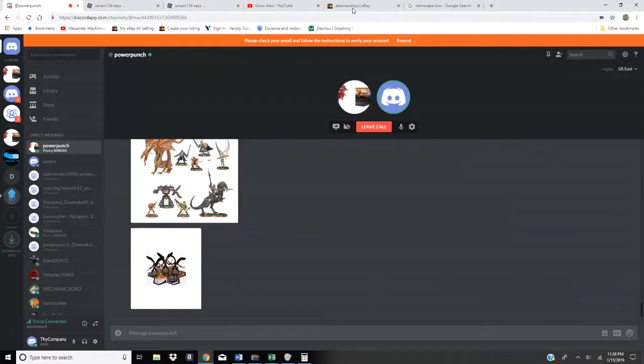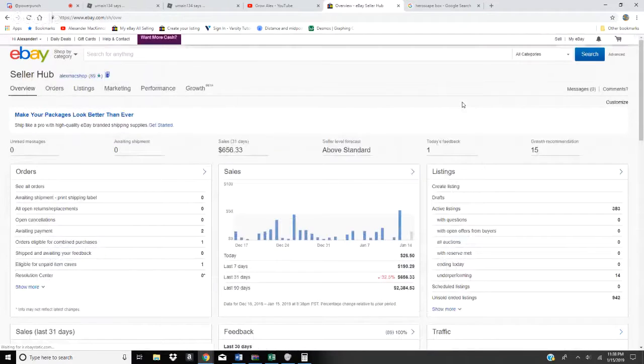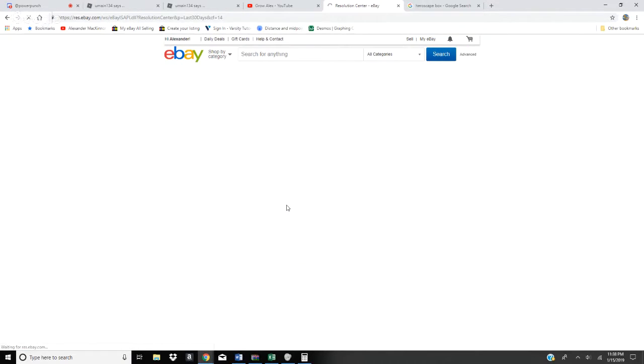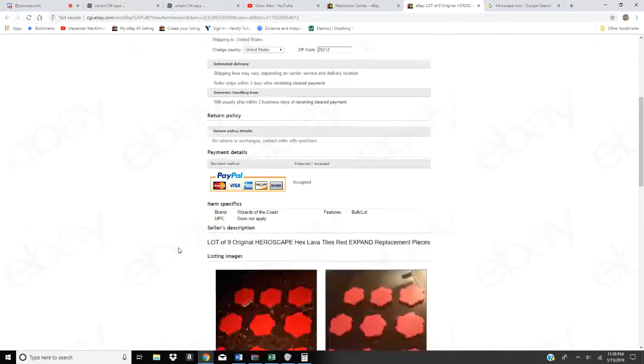Oh, that's weird. I wonder if I can show it, because eBay also has what's called a resolution center. Oh, that's not it.